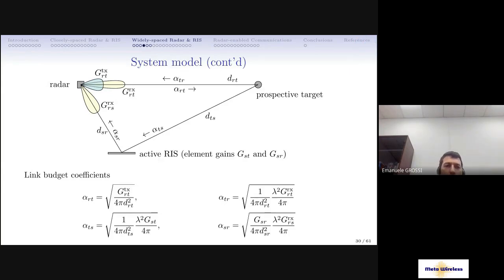Let us now model the amplitude coefficients in all the involved links. They are denoted with the letter alpha, with a subscript. And the subscript order determines the path direction. So alpha RT is the coefficient in the radar to target path, while alpha TR is the coefficient in the target to radar path. Alpha TS is for target to surface, and alpha SR is for surface to radar. We also denote by G the antenna gains, and we again add a subscript with two letters, where the first letter is for the antenna, while the second letter is for the pointing direction, so that GRT is the gain of the radar towards the target, while GRS is the gain of the radar toward the surface. Also, we add a superscript, TX for the radar transmitter and RX for the received beams.